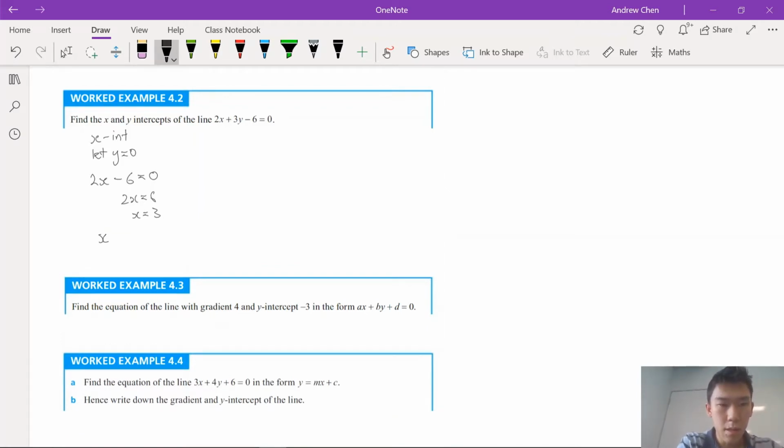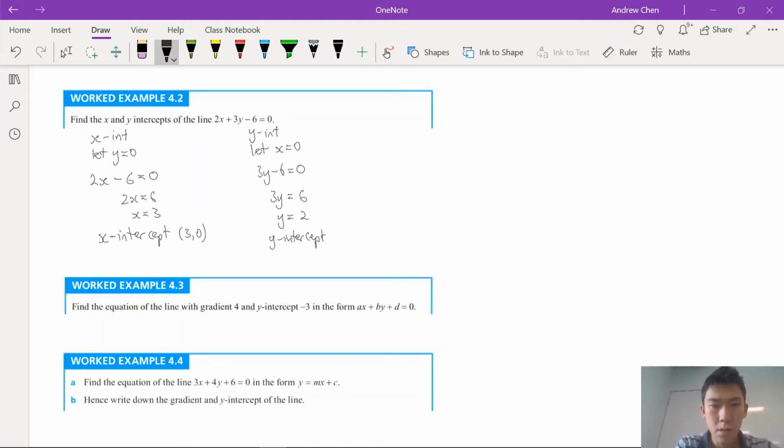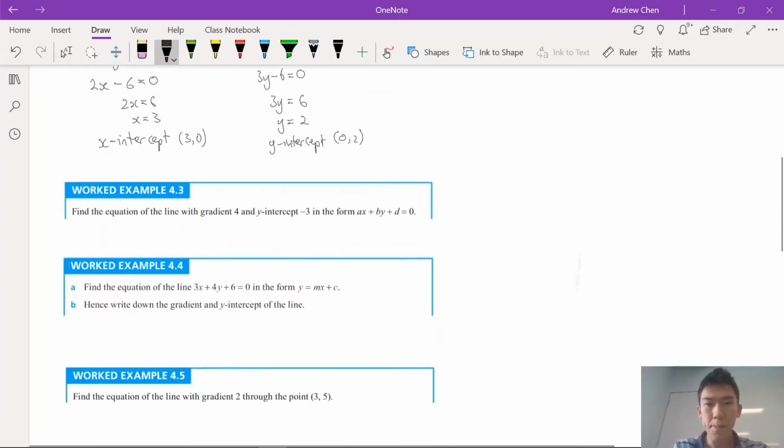The x-intercept is (3, 0). And the y-intercept, let x equal 0. So we'll get 3y minus 6 equals 0. Solve for y. Y equals 2. So that means the y-intercept has a coordinate of (0, 2). Okay. Nice and easy.